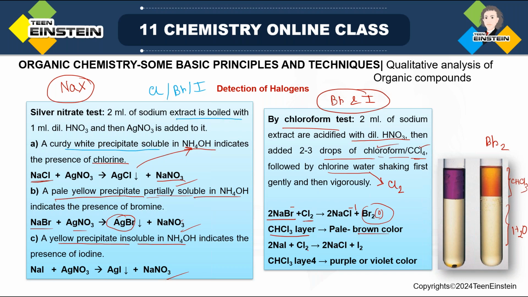Now if it is sodium iodide, again chlorine will oxidize the iodide ion, with charge -1, to 0. Chlorine itself will accept electrons and from 0 oxidation state will be converted to -1. Now the CHCl3 layer will be converted to purple or violet color that you can see here. And remember, it is not for chlorine, because we are using chlorine as the oxidizing agent.